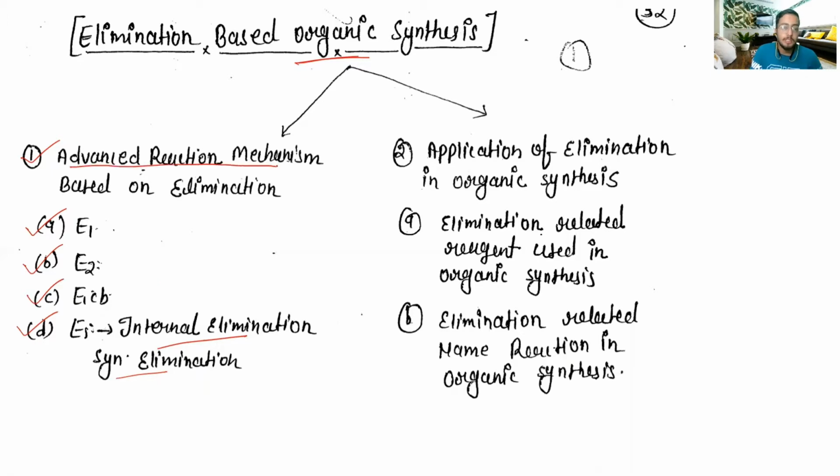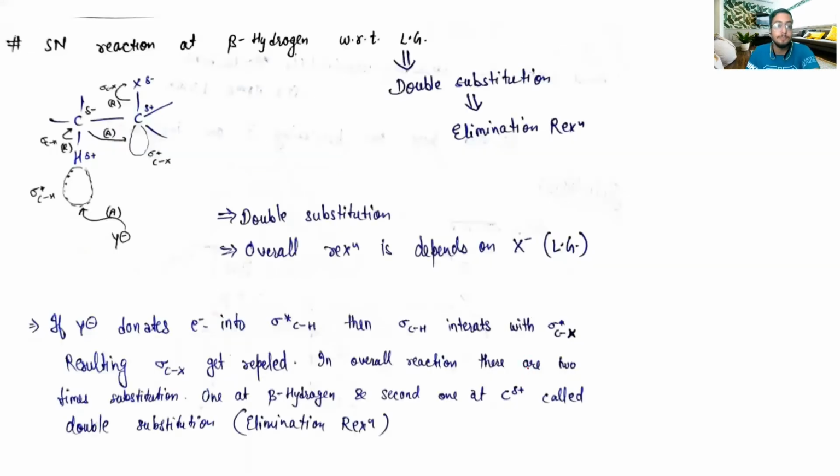The advanced reaction mechanism means I will explain the reaction mechanism of elimination reaction by MOT in organic chemistry. And the second part is the application of elimination in organic synthesis, in which we will see the elimination related reagents used in organic synthesis and elimination related name reaction in organic synthesis.